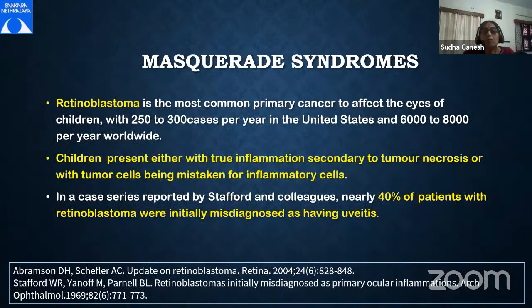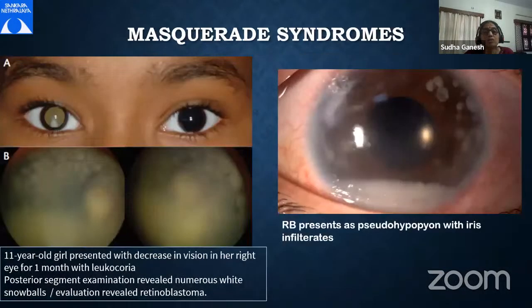Retinoblastoma is another common primary cancer that affects eyes in children. About 250 to 300 cases are reported in the United States. These children can present either with a true inflammation secondary to tumor necrosis or the tumor cells being mistaken for inflammatory cells. A case series reported by Stafford et al. showed that nearly 40% of patients with retinoblastoma were initially misdiagnosed as having uveitis.